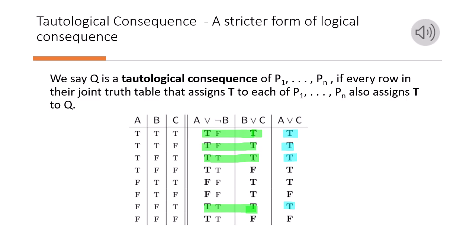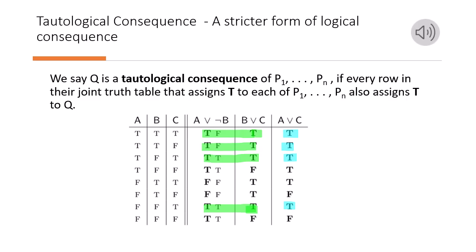So for example, here I have a truth table with underlying atomic sentences A, B, and C. So there are 8 rows. And then we have 3 complex sentences. The first 2 are A disjunction negation B and B disjunction C. We'll think about those as being the 2 premises of our argument. And then that column I've highlighted in blue, A disjunction C, we'll think about as being our conclusion.